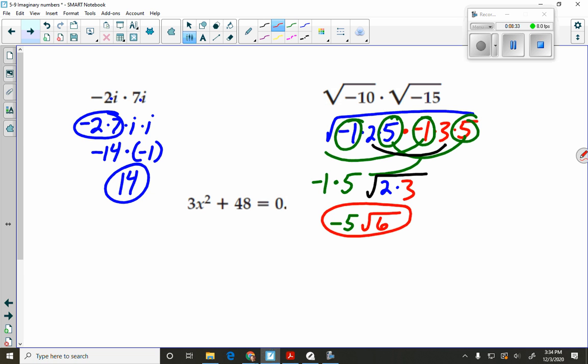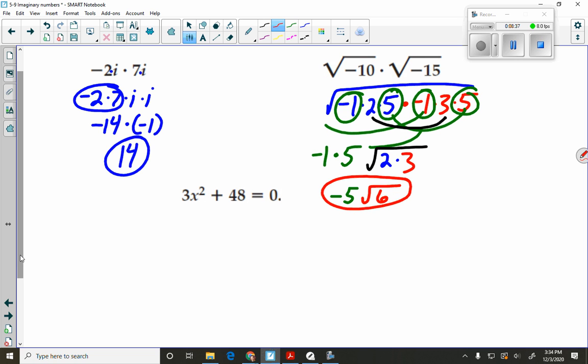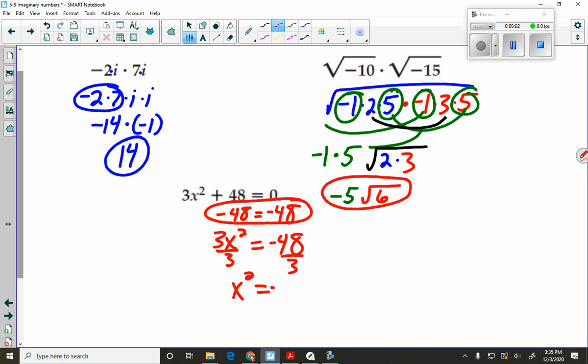Okay, let's put this all together now. We're going to now have the ability to solve an equation like this. So looks pretty easy. Standard, minus 48, easy. 3x squared equals a negative 48. Again, remember, I want to see your work, and I want to see your steps. I want to see what you're doing to both sides of the equal sign so that it's easier to read and follow. Divide by 3, divide by 3. x squared equals a negative 16.